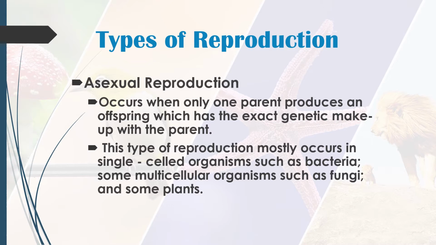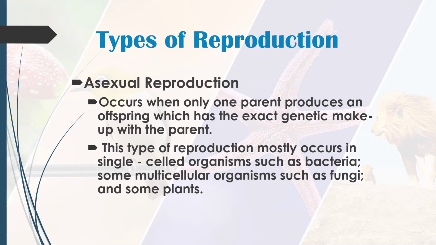So there is a prefix a, which means absence. So the meaning of asexual is absence of sexes for reproduction. Okay, so it occurs when only one parent produces an offspring which has the exact genetic makeup of the parent. This type of reproduction mostly occurs in single-celled organisms such as bacteria, some multicellular organisms such as fungi, and some plants. Okay, when we say asexual, the reproduction comes from only one parent.